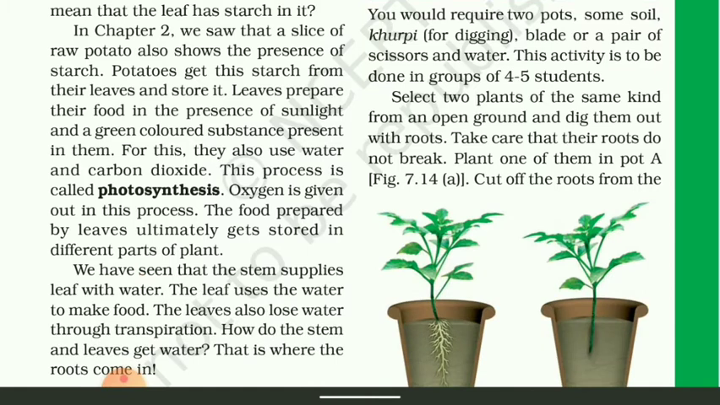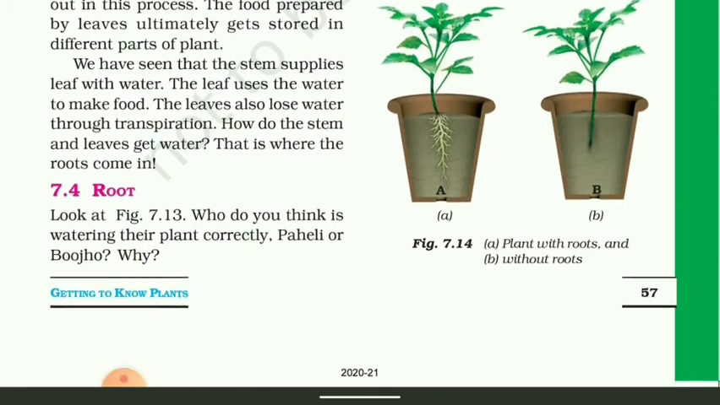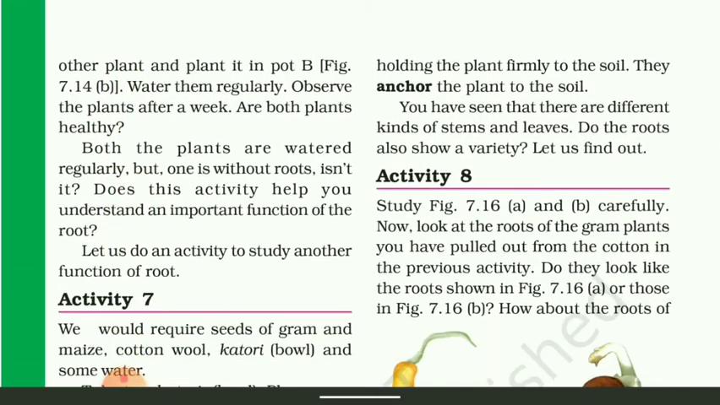Select two plants of the same kind from an open ground and dig them out with roots. Take care that their roots do not break. Plant one of them in pot A. Cut off the roots from the other plant and plant it in pot B. Water them regularly. Observe the plants after a week.